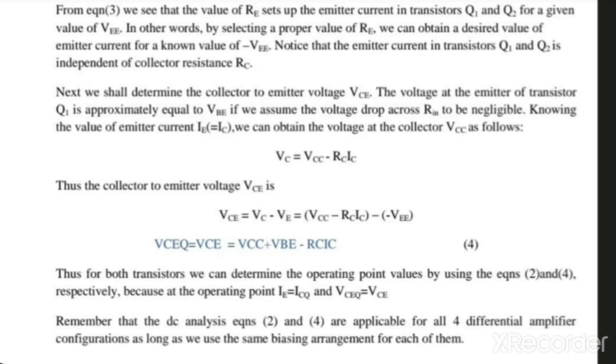VC can be written as VC is equal to VCC minus RC IC. The collector to emitter voltage VCE is equal to VC minus VE is equal to VCC minus RC IC minus VEE. So VCEQ is equal to VCC plus VBE minus IC RC. In this way, the operating point values can be determined for the two transistors by using the equations 2 and 4.